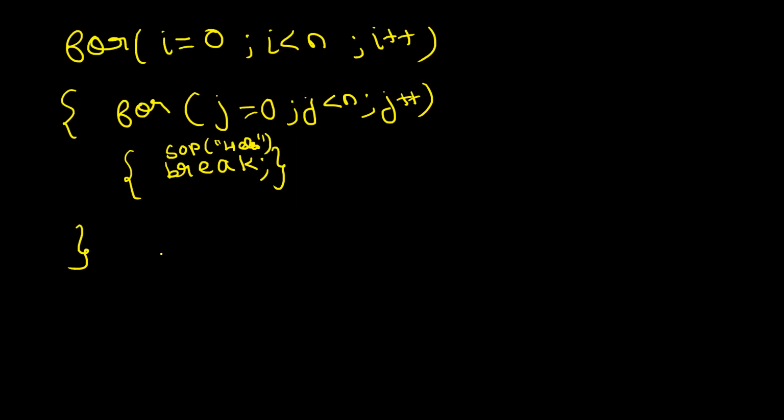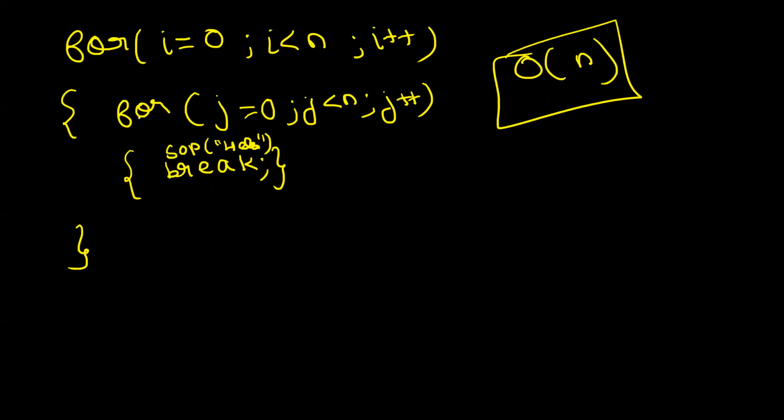Go to the compiler and write this code once. For int i equal to 0, i less than n, i plus plus. For j equal to 0, j less than n, j plus plus. Print hello and then break. See how many times hello is printed? It will be printed only n times. So even though you see that these are two nested loops, the runtime is big O of n.